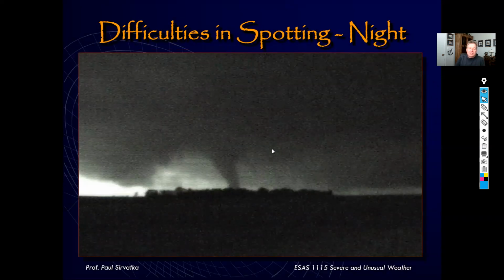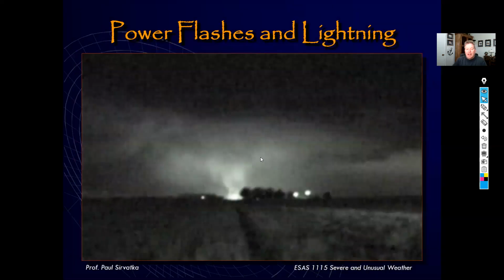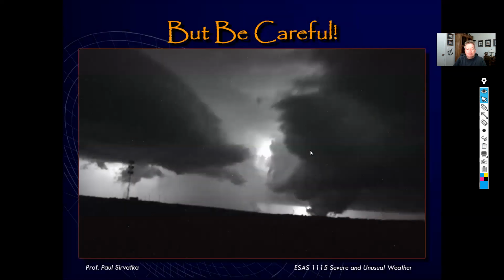At night, this is a tornado on a video that was captured in a flash of lightning, and it looks pretty obvious that there's a tornado here. Sometimes it will hit power lines, and so you'll get an explosion that will illuminate the cone. Now, we were watching this and we knew that was a tornado, but just because there's a power flash doesn't necessarily mean there's a tornado. It could be a branch from strong winds that went into the power transformer and caused a big spark.